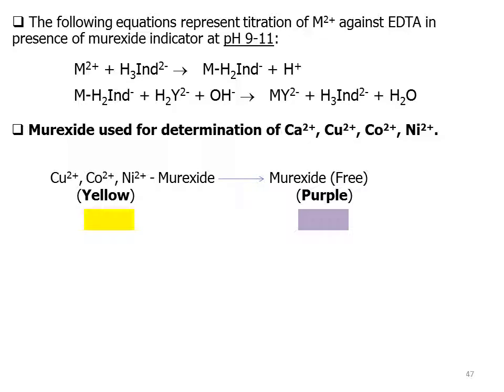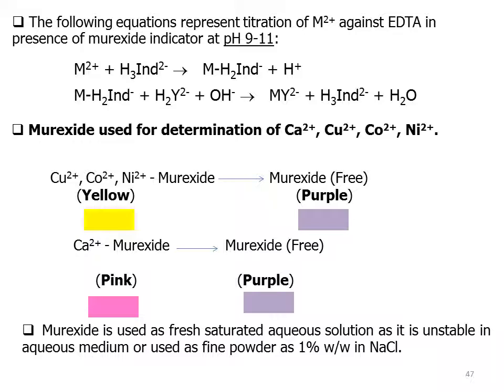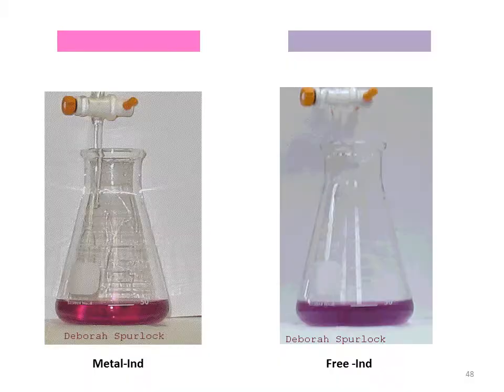Murexide copper, cobalt, and nickel complexes are yellow. Murexide free is purple. Murexide calcium complex is pink. Murexide free is purple. We usually use a fresh saturated aqueous solution or a fine powder of the murexide. Here we can see the difference in the colors between the metallized form of murexide and the free form of murexide in case of calcium.